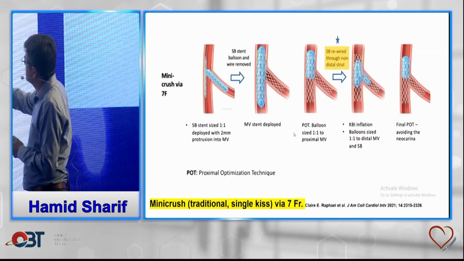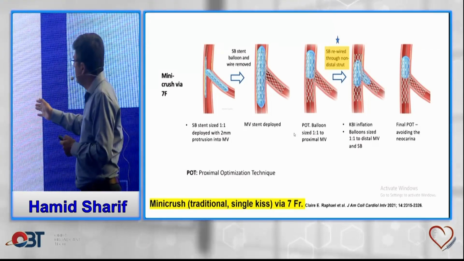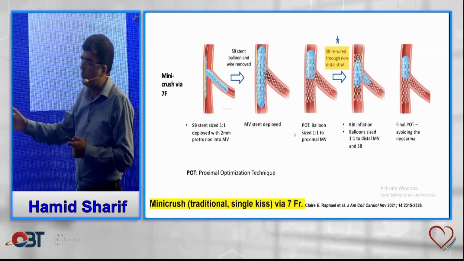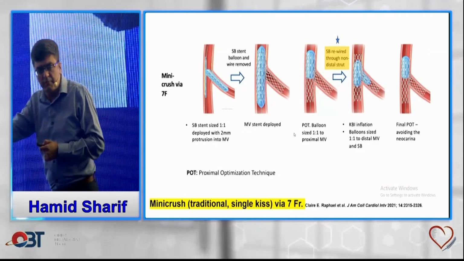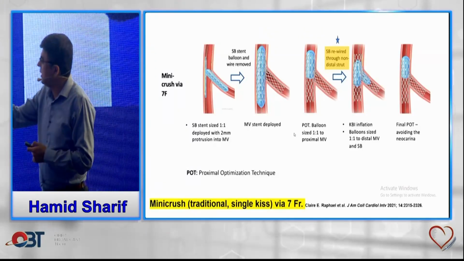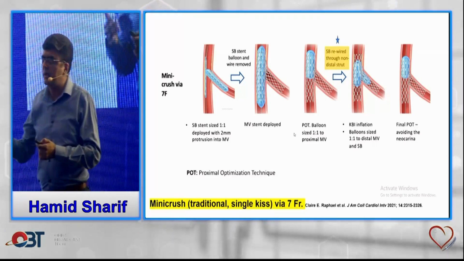The branch is rewired through the non-distal strut. Then KBI is performed, 1:1 to the distal branch, and final POT. These are the steps of the classical crush technique, in which a stent is placed in the main branch and crushes the side branch stent. We perform a POT, then recross, kissing balloon inflation, and then a POT again.